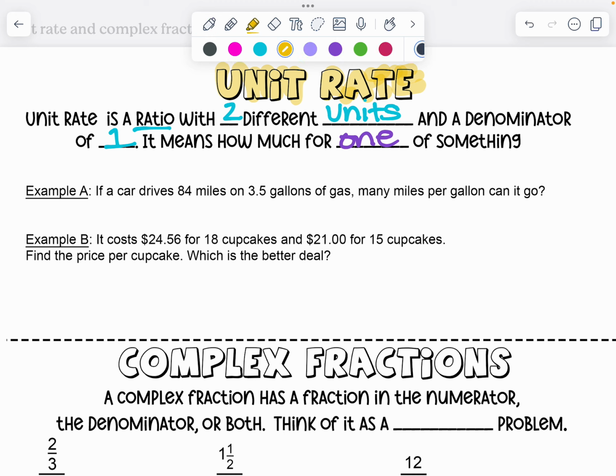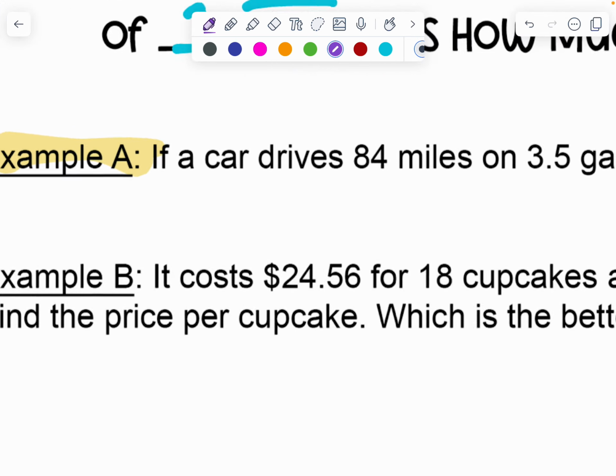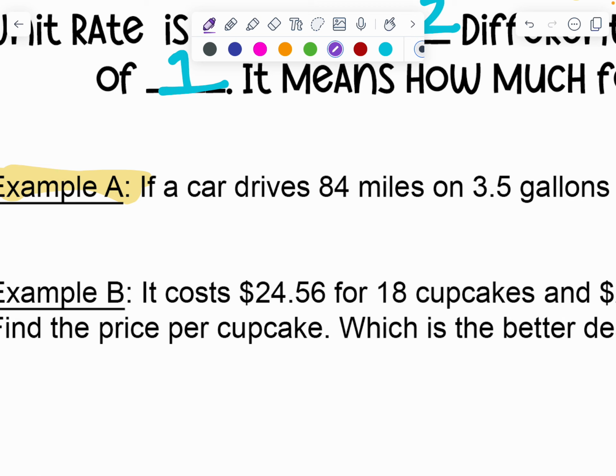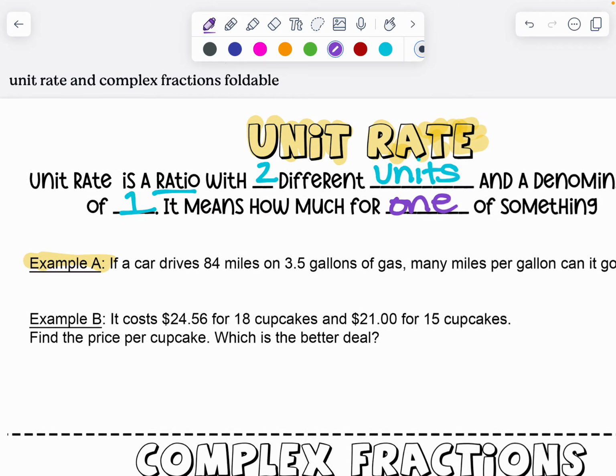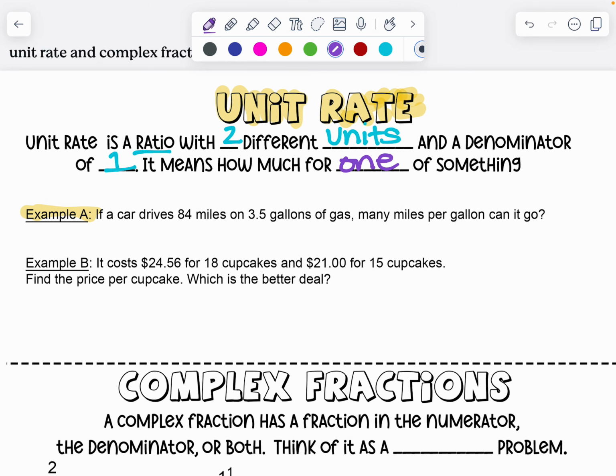All right, so let's go to example A. If a car drives 84 miles on 3.5 gallons of gas, how many miles per gallon can it go? What I definitely want to see is unit labeling. I'm going to zoom in and we're going to write some labels. We're talking about miles and gallons, and we want to get it down to 1 gallon. And if you read up above, our denominator is always going to be 1.